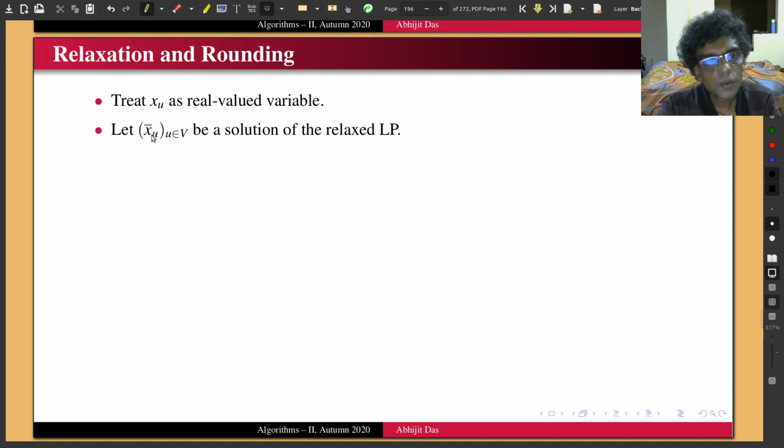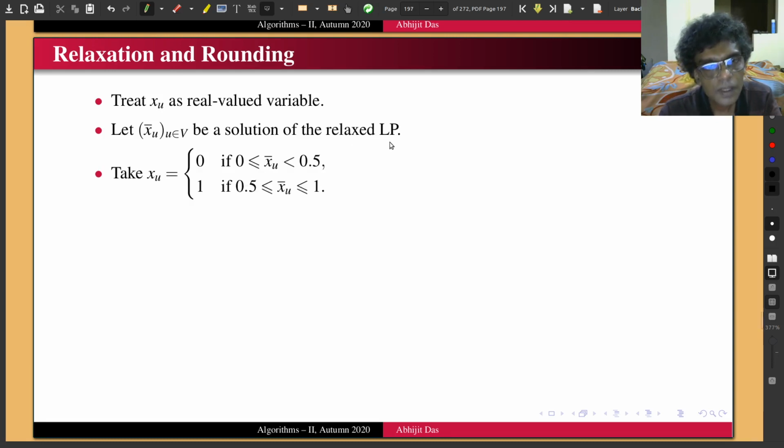We will also impose a restriction that this XU should be greater than or equal to 0 and less than or equal to 1. So these are all values in the interval [0, 1]. Okay. So we have got this solution, which is the optimal solution obtained by the LP solver. Based upon that, we will arrive at a solution of the original problem like this.